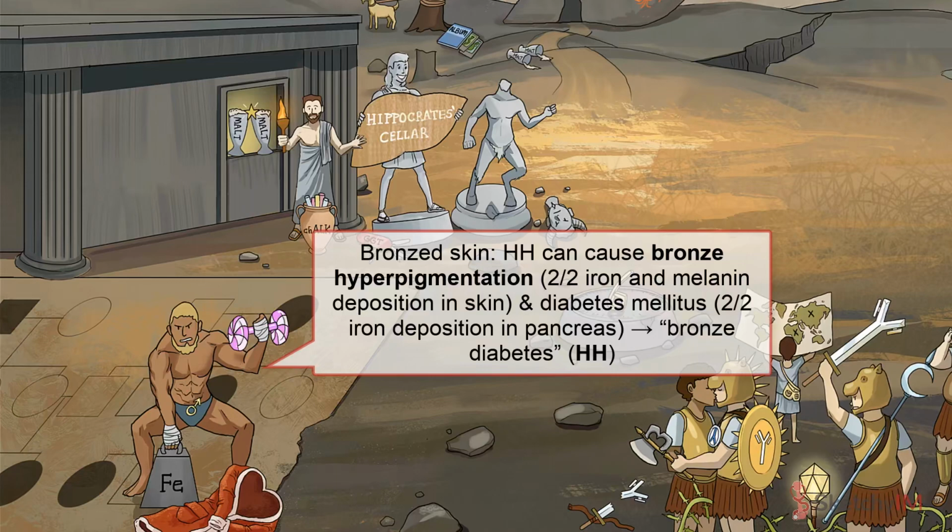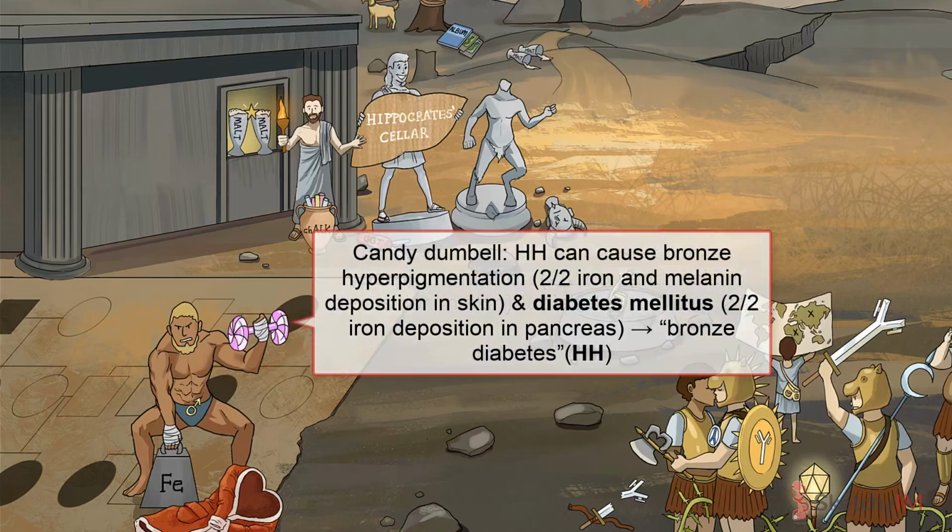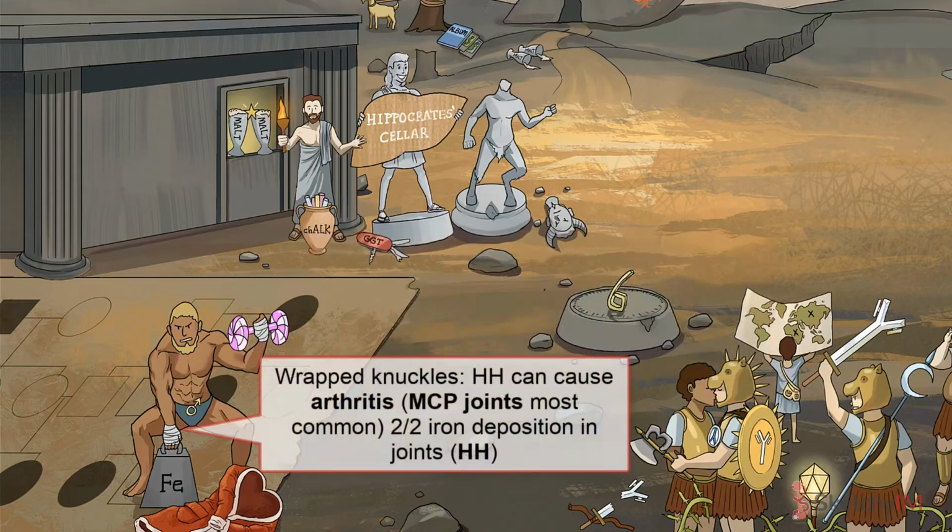Deposition of iron and melanin in the skin can lead to bronze pigmentation. Meanwhile, iron accumulation in the pancreas can cause diabetes mellitus. The combination of these two manifestations is classically referred to as bronze diabetes. Arthritis is another common symptom. The joint disease is, of course, a result of iron accumulation. The MCP joints are most commonly involved.